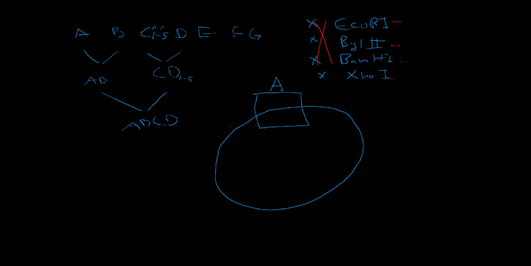So let's take a look at our plasmid. We have a few landmarks. We have an EcoRI site. We have a BglII site. We have a BamHI site. And then we have a XhoI site somewhere down here. In between our Eco and Bgl site, we have an ATG, and after our BamHI site, we have a TAA. So, start codon and stop codon.